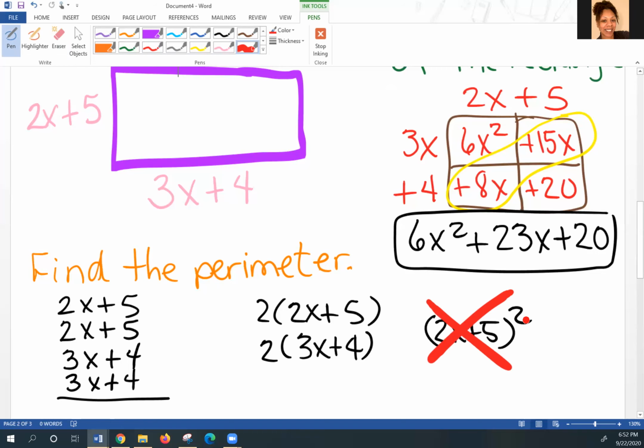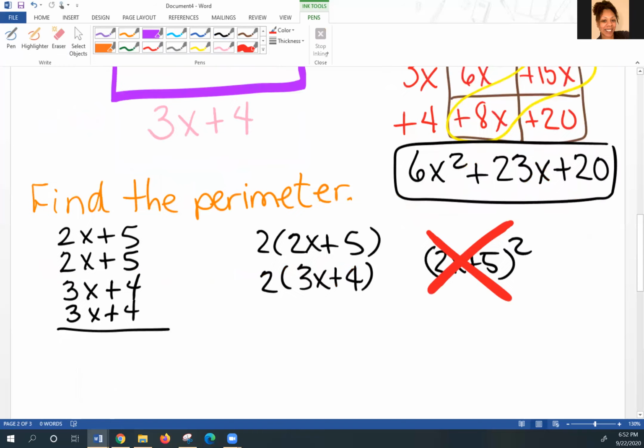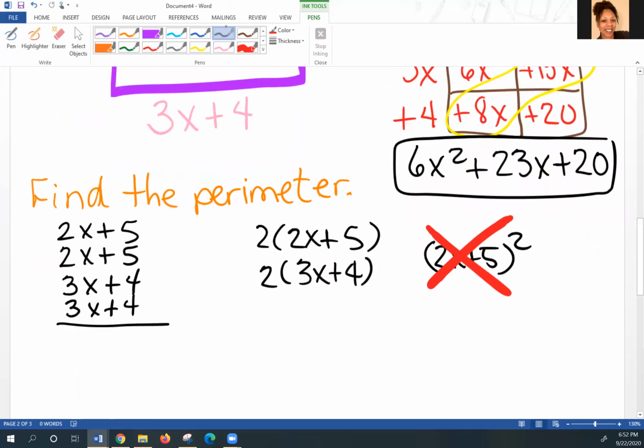Okay, so going back to solving the problem to find my perimeter, now I just add vertically. 2 plus 2 is 4, 4 plus 3 is 7, 7 plus 3 is 10. 5 plus 5 is 10, and then 10 plus 8 is 18. So this is another way to find the perimeter.